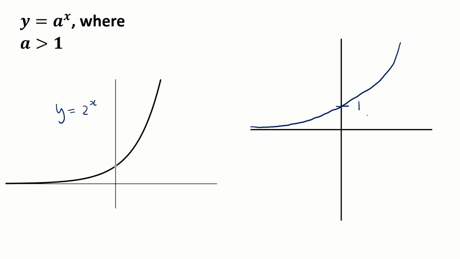Interesting to point out that the y-intercept of 1 is also always true no matter the value of a, as long as it is a value of a bigger than 1. So y equals 3 to the power of x would also have a y-intercept of 1, and y equals e to the power of x also has a y-intercept of 1, if you know what e is yet. If not, don't worry, we'll cover that in a future video as well.